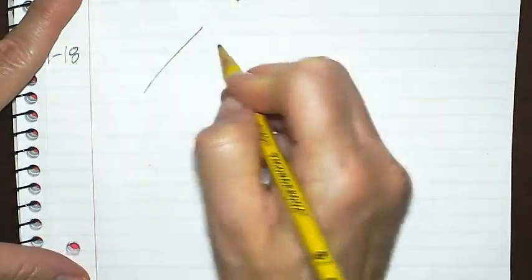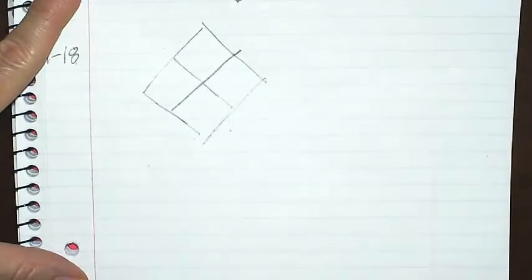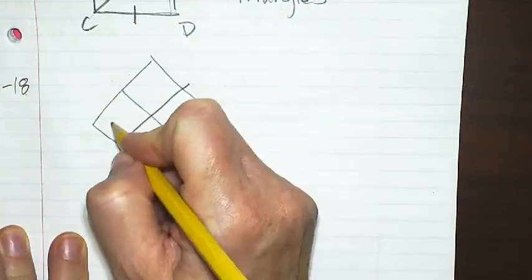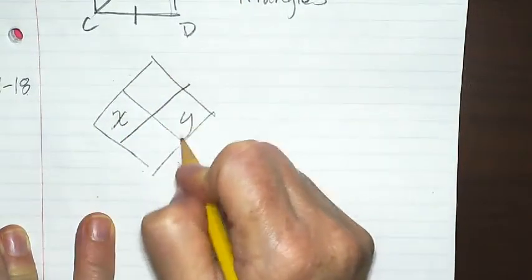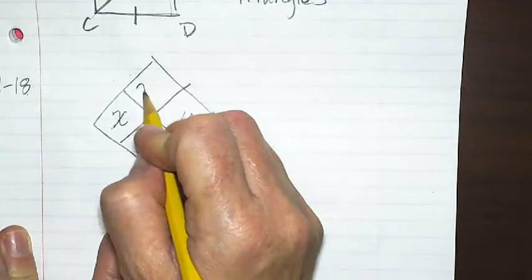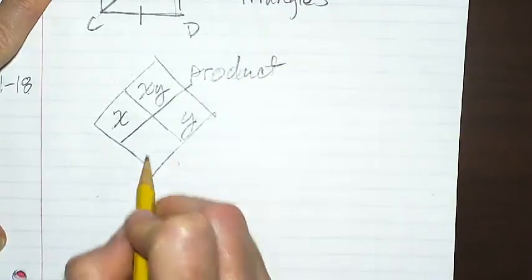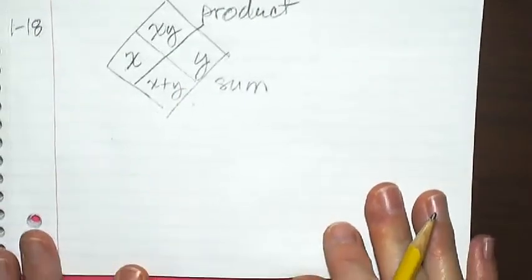You're going to be using this a lot this year. So we start off with some simple numbers, and it takes a little while to figure out how to draw that diamond. It's okay, you'll get better at it as time goes by. So let's put an X and a Y here instead of just the number sign. Okay, so this is going to be X times Y. This is your product. And then this is going to be X plus Y. This is your sum. So let's just use that.